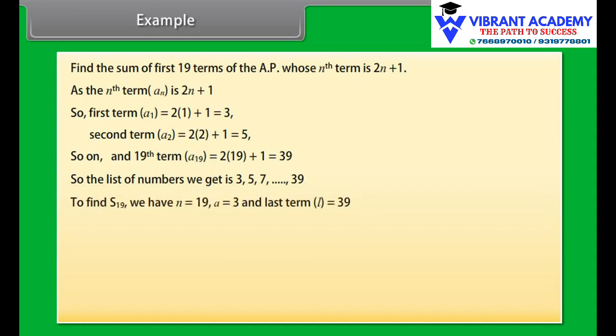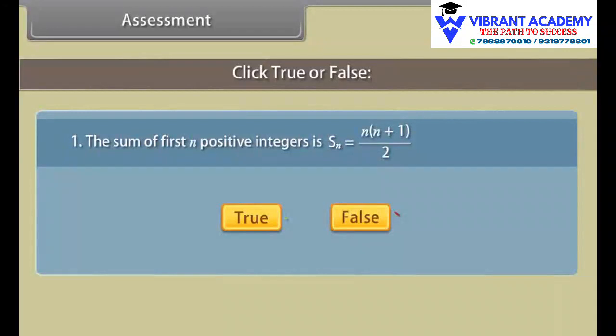Now to find S19, we have n as 19, a as 3, and l as 39. Therefore, S19 is equal to 19 upon 2 into (3 plus 39). This is equal to 19 upon 2 into 42, which equals 19 into 21, which is equal to 399. Hence, the sum of first 19 terms of the given AP is 399.